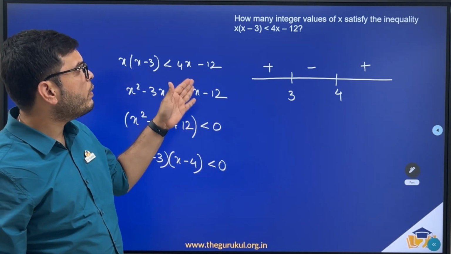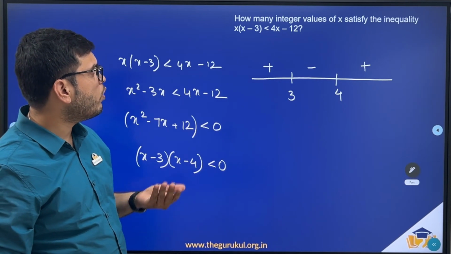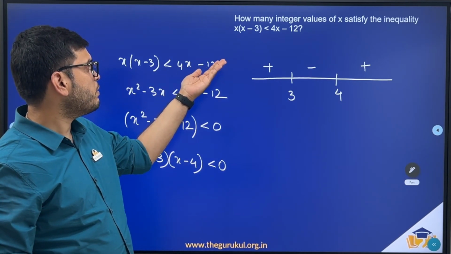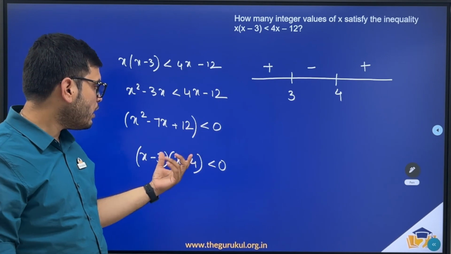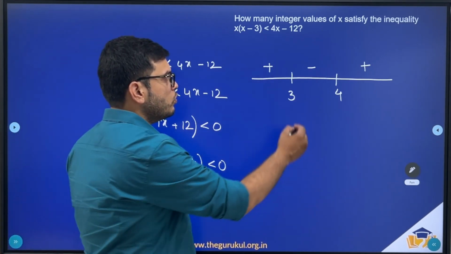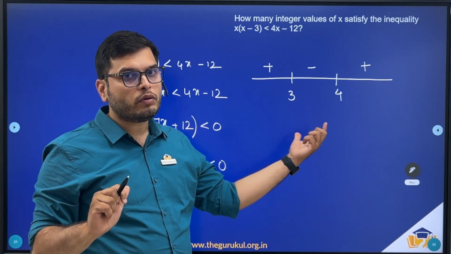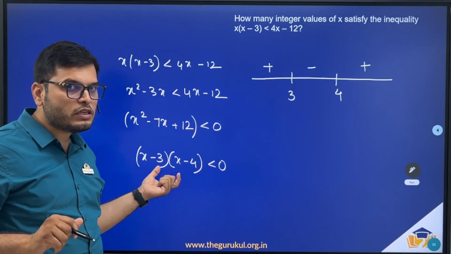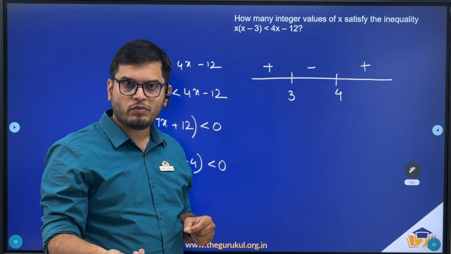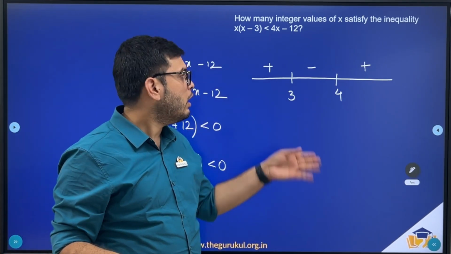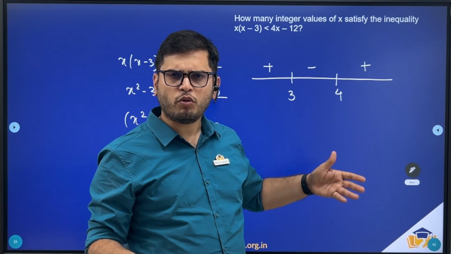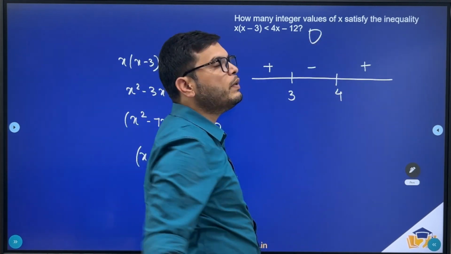Now what was asked? How many integer values of x satisfy the inequality? So x(x - 3) should be less than 4x - 12. That means this has to be negative. So the value should be between 3 and 4, excluding 3 and 4. You cannot include 3 and 4. If you include 3 and 4, this becomes 0. Now 0 is not less than 0, 0 is equal to 0. Now how many integers are between 3 and 4? 0. So the answer for this question should be 0.